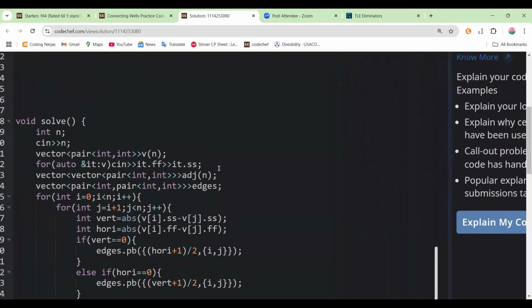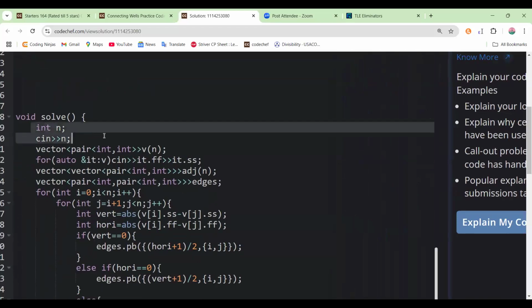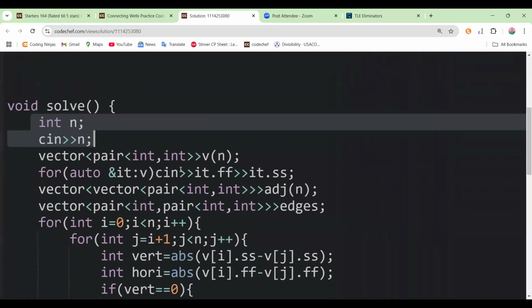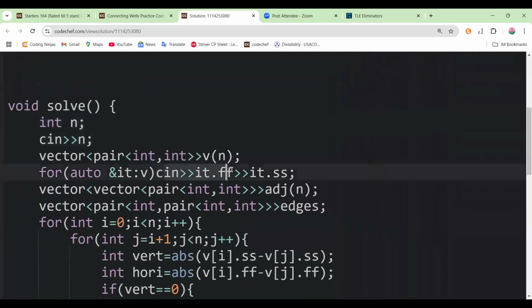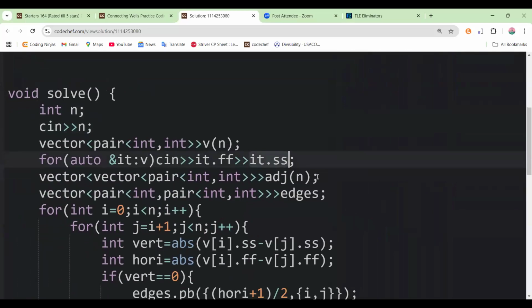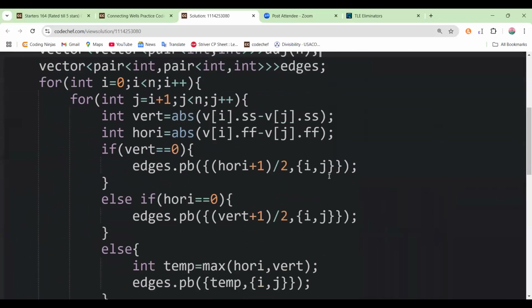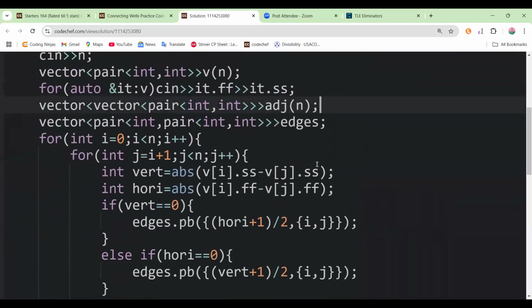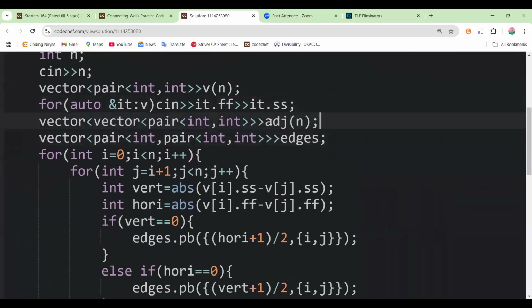So this is the solution. First of all, I took the value n as input, then the vector v as input. Then I took the first value and the second value of the pair as input. Then this adjacency is actually not required, so you can skip this line.